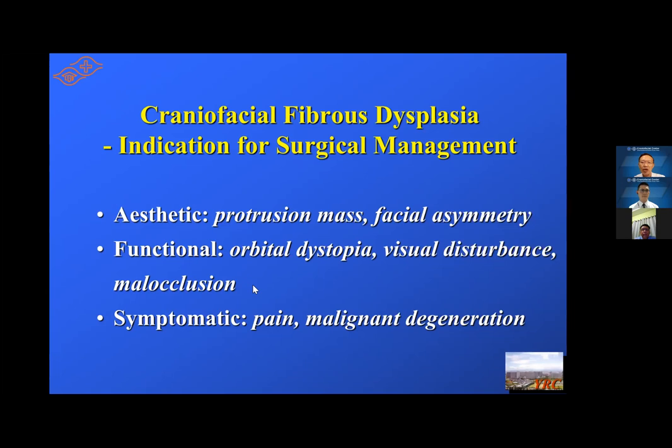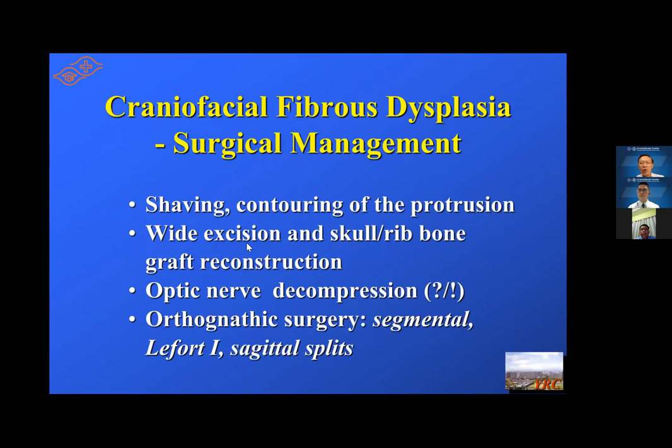The surgical management can be simply shaving if there's a bulging, or contouring of the protrusion, or if possible, we can wide excise it and then replace this excised area with the patient's skull or rib bone graft, completely replacing the diseased bone. This is what we want if possible: to wide excise all the lesion and then replace it with autogenous bone graft from skull or rib.